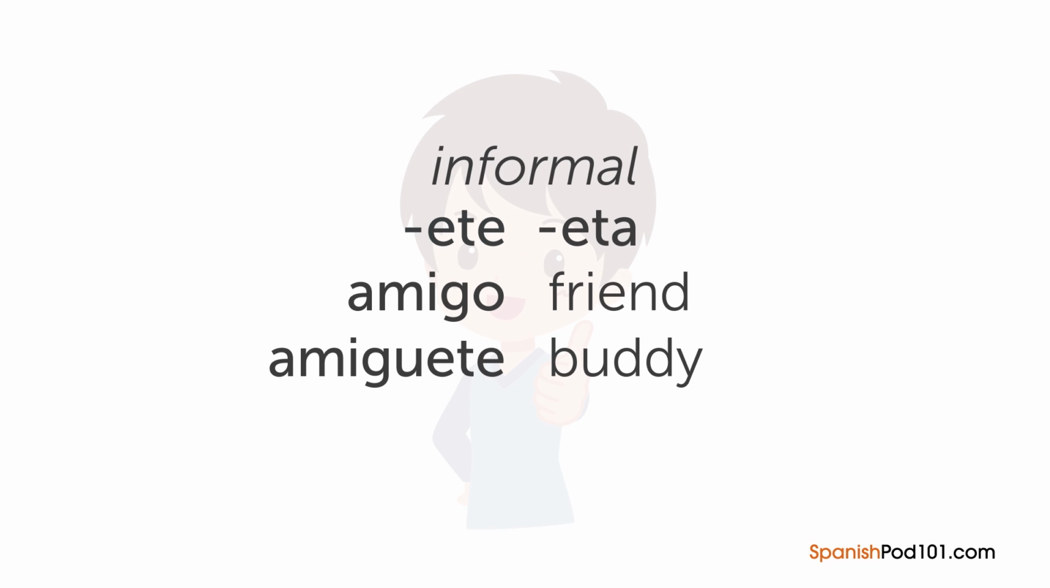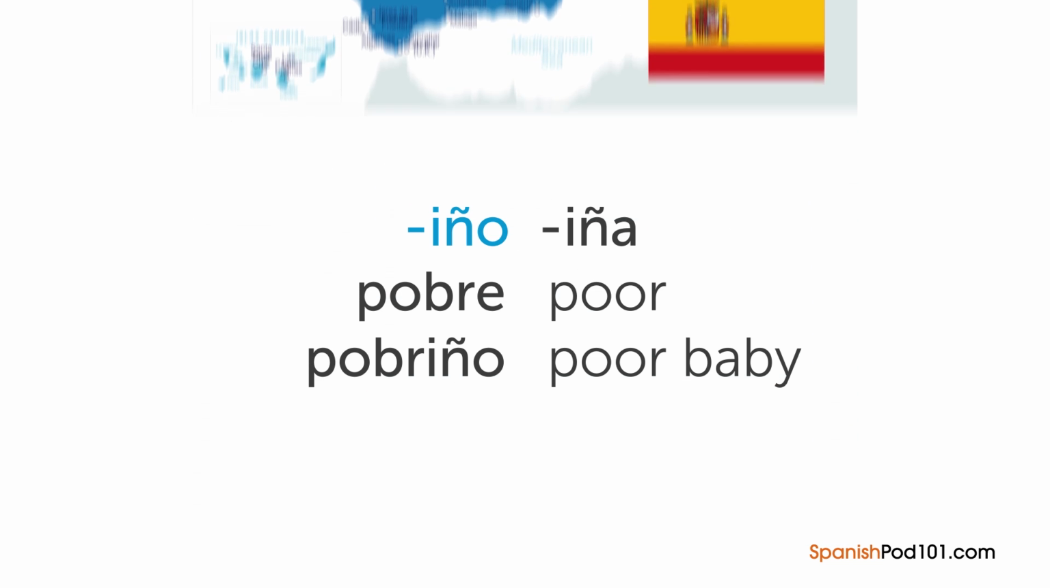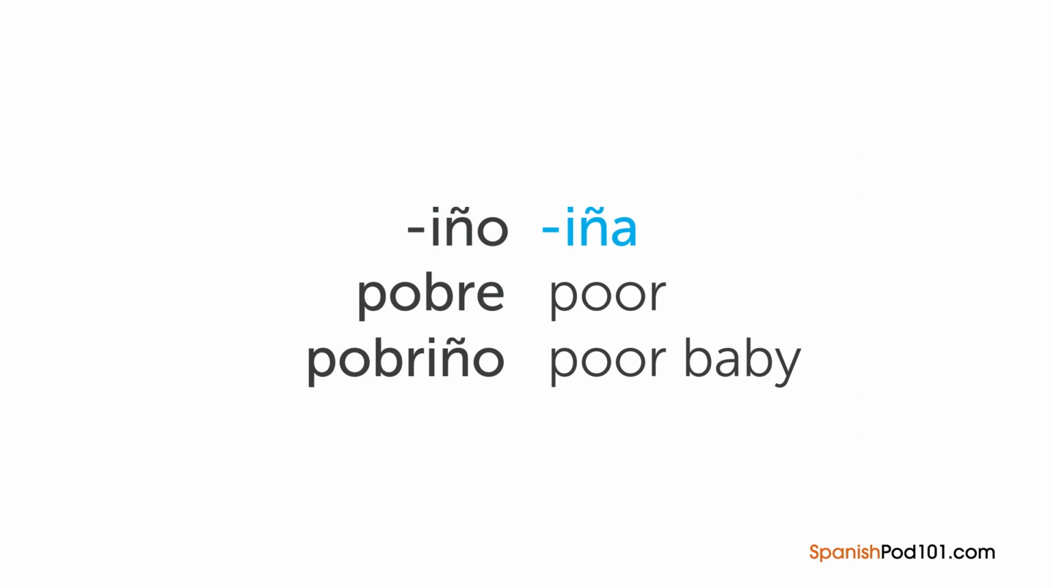We also have the suffix ete or eta, used more informally. In this case, from amigo, friend, we have amiguete, to express tenderness or affection for our friend. Lastly, with more local use, particularly found in Galicia, northern Spain, we find the suffix iño or iña. From pobre, poor, we can say pobriño, also adding a sense of tenderness.